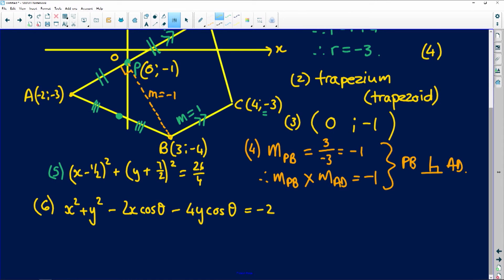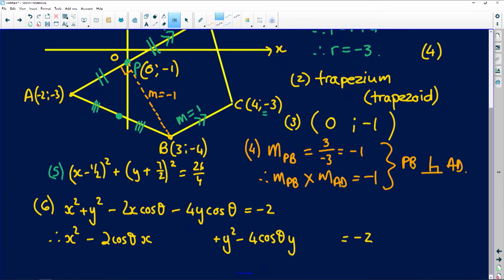Clearly, this is a circle with its center not at the origin because there's an x term and a y term. Okay, now to find the radius, I need to complete the square. So let's do that. I get x squared minus 2 cos theta, which is the coefficient of x. I'm going to leave some space. Plus y squared minus 4 cos theta y, leave a space, is equal to minus 2 on the other side.